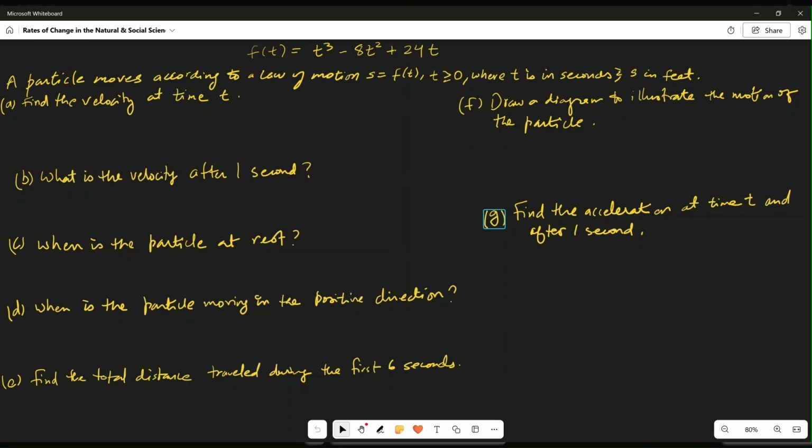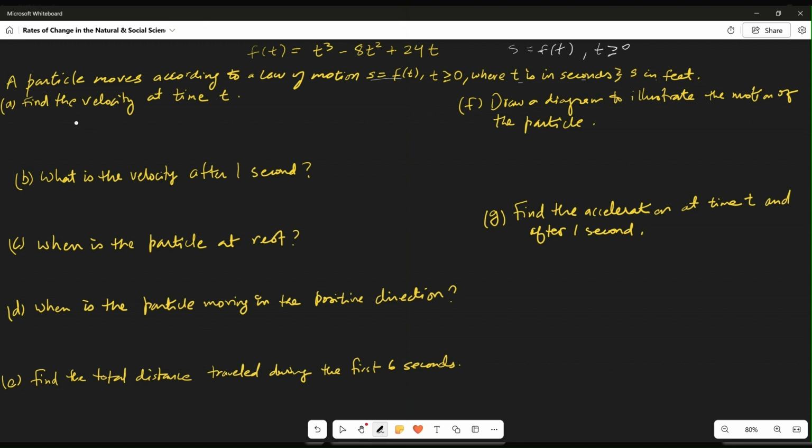We have this problem. A particle moves according to a law of motion. The position function s is equal to f of t, and we are given that this function is equal to t cubed minus 8t squared plus 24t, where time t is greater than or equal to 0. Find the velocity at time t. The velocity function is the derivative of the position function, correct? So let's find the velocity.